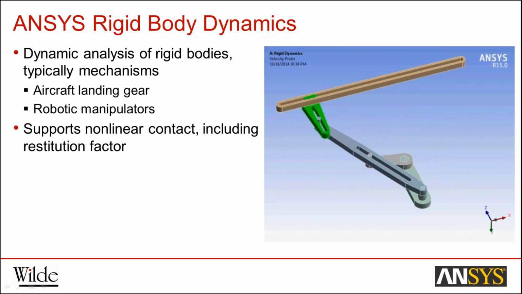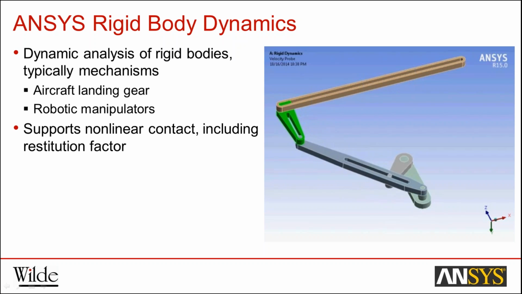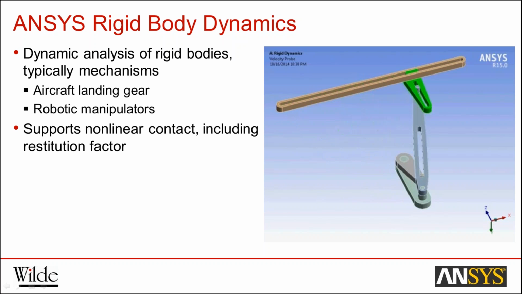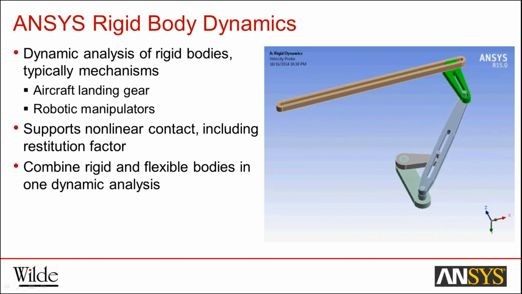Rigid body dynamics also supports full nonlinear contact, so that's full frictionless and frictional contact is supported in there. It will also include the effects of a restitution factor as well in any contacts that we define. We can combine both rigid and flexible bodies in this analysis as well, so if we have one part in there that we want to consider flexible and look at the stress levels in that part, we can do that as long as we've got the right licensing levels.